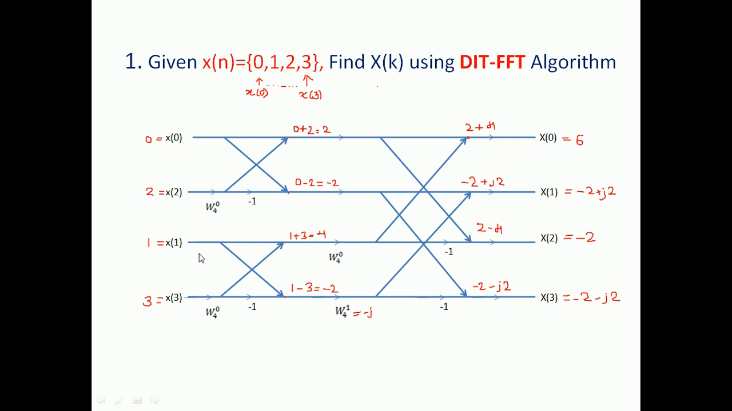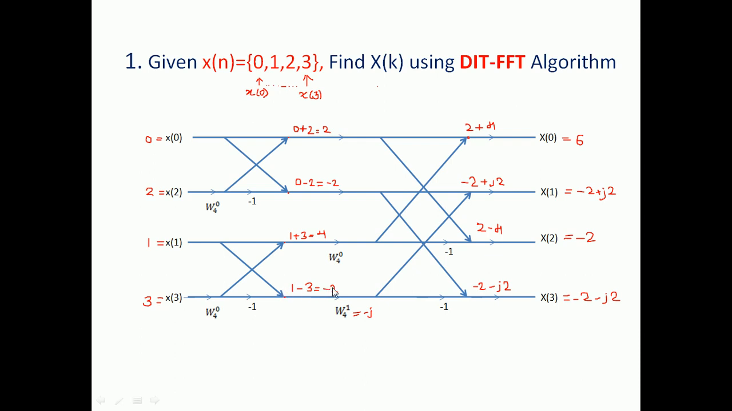Similarly, for the remaining two values, x of 1, till this point you are getting 1. Now this twiddle factor is 1. 1 into 3, 1 plus 3, that is 4. At this point you are getting 4 as the answer. So here 1, 3 into 1 into minus 1, that is 1 minus 3. So you will get here minus 2.